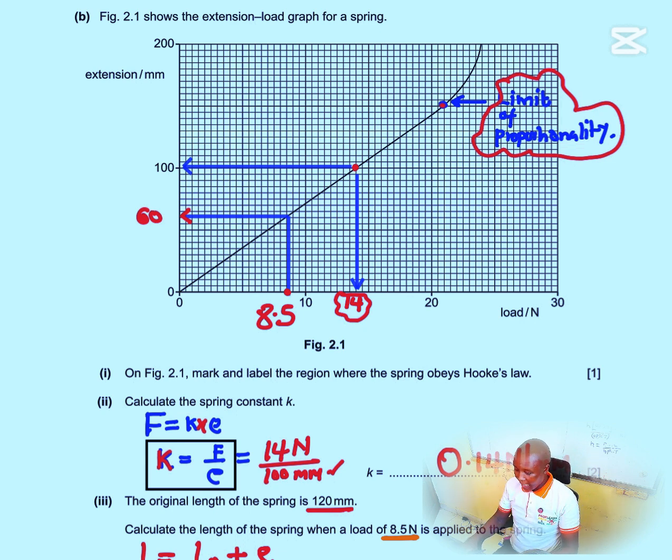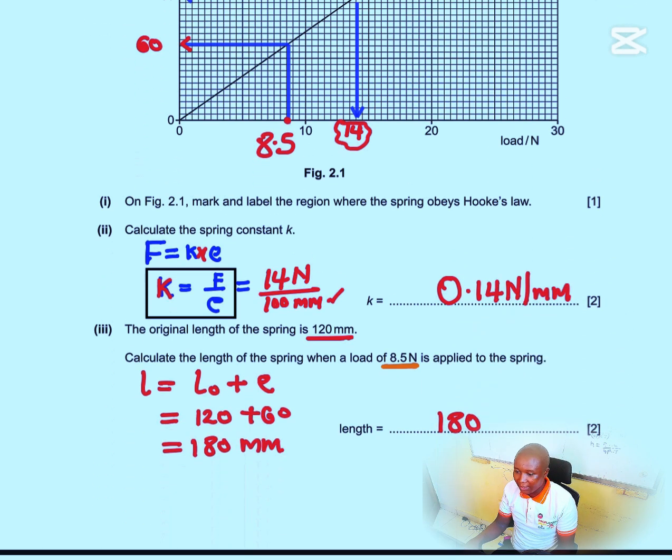Right. And then there is another question you can be asked. The original length of the spring was 120 millimeters, meaning when there's no load exerted on that spring, it's 120 millimeters. Then calculate the length of the spring when a load of 8.5 Newton is added on it. So what does that mean? When a load is added, it's going to stretch. It is going to be longer.